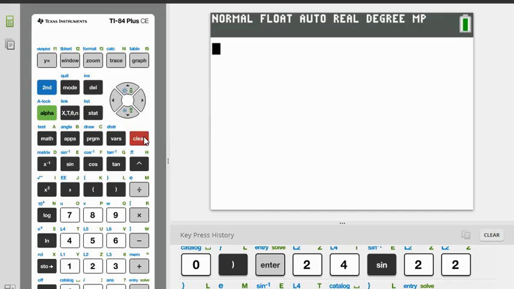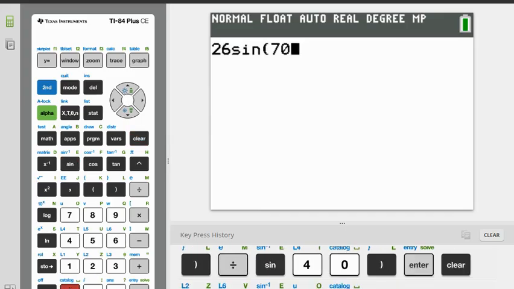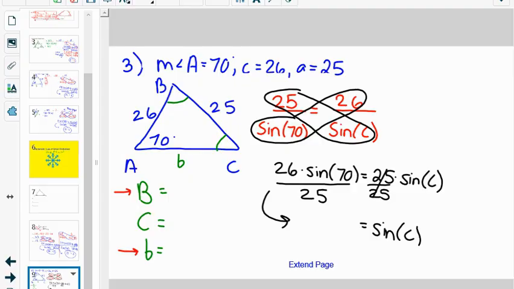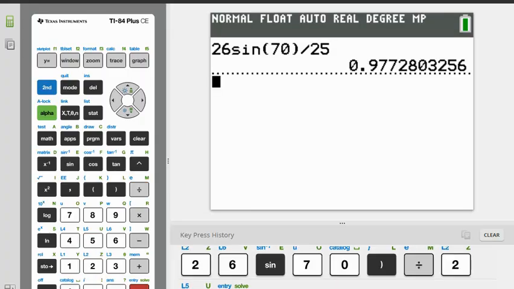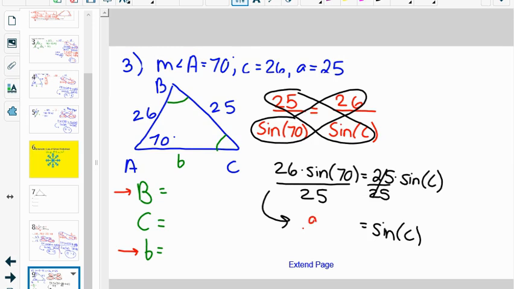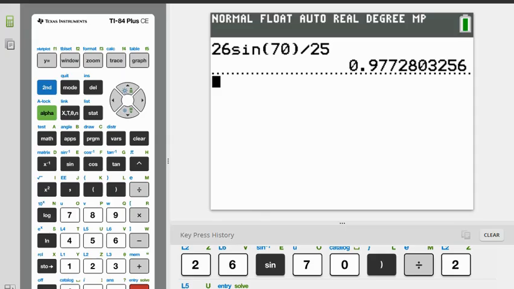26 sine of 70, close your parentheses, divided by 25. And that gets us that long decimal, 0.977. It just keeps going. Now, like I said, because you're looking for an angle, you're going to be taking the inverse. Sine inverse of that decimal. The entire decimal in your calculator. And that's going to give us the measure of angle C.